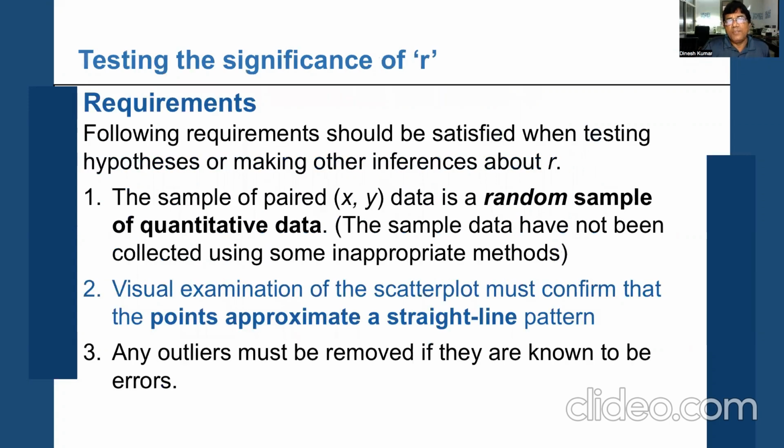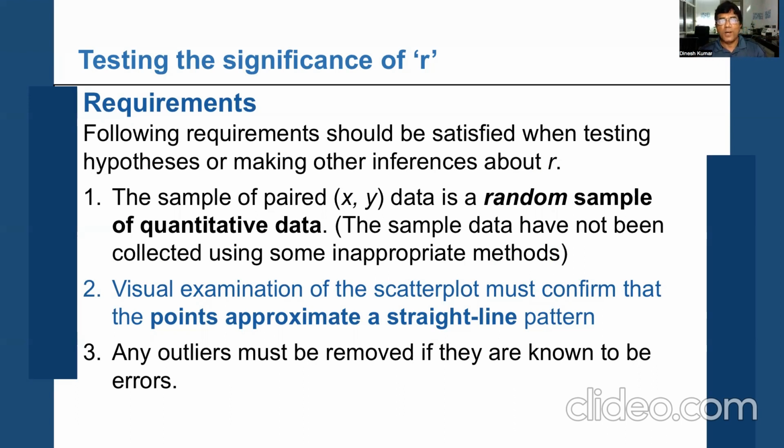Now, testing the significance of R. As I told you just a few minutes back, we want to see whether R is significant or not. How to say that? Suppose you get a value of 0.8 and somebody gets 0.9. How to say which is a good value or which is statistically different? For this, you need to go for a statistical test. So, testing the significance of the correlation coefficient.